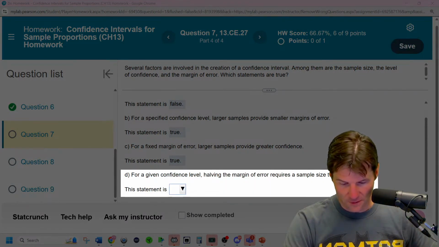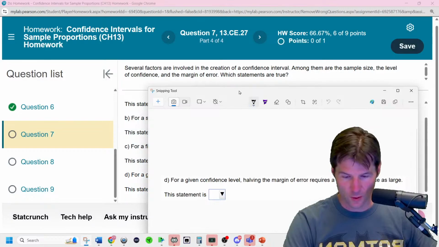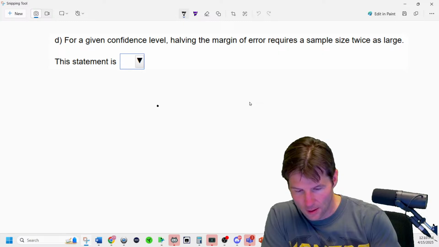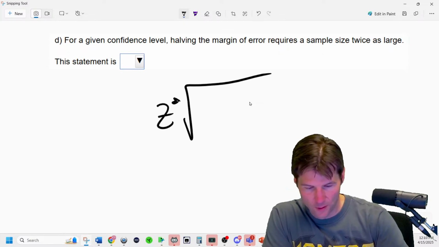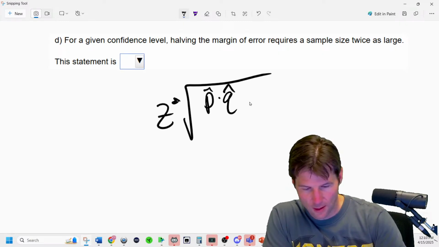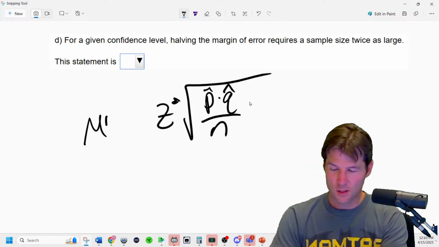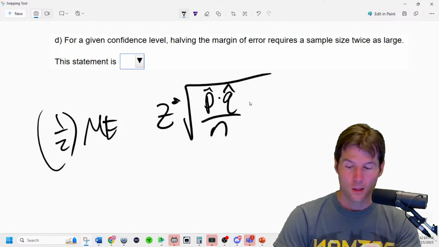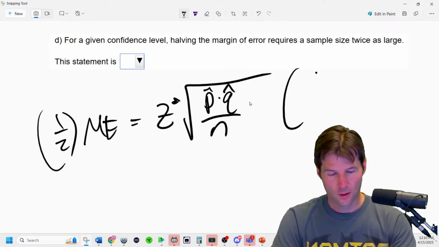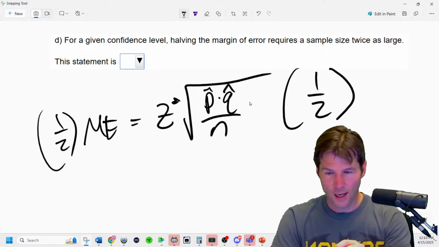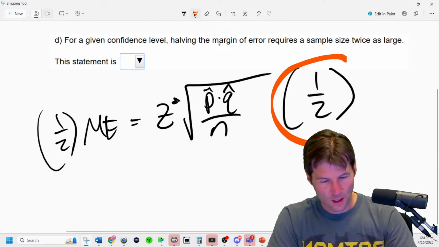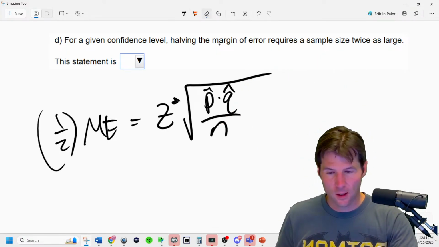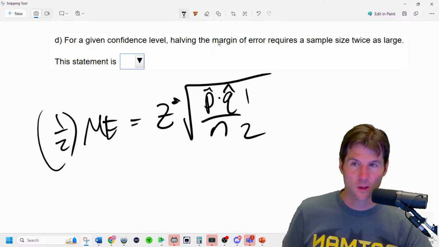For a given level of confidence, halving the margin of error requires twice the sample size. So if you want to do this right here, and you're saying z star square root p hat q hat over n, and you want to do this times 1/2. Well, here's the thing. If you times this by 1/2, can the 1/2, Nancy's right, can the 1/2 just go into the radical like this? Mathematically, does anyone know, can we just say, well, let's just times this by 1/2 and do this? Can you just do that?